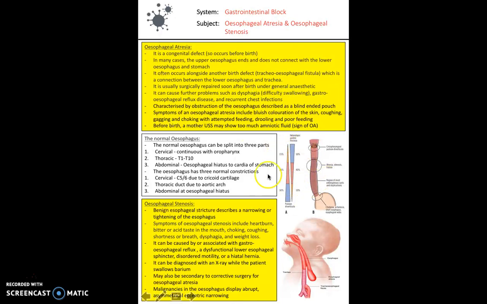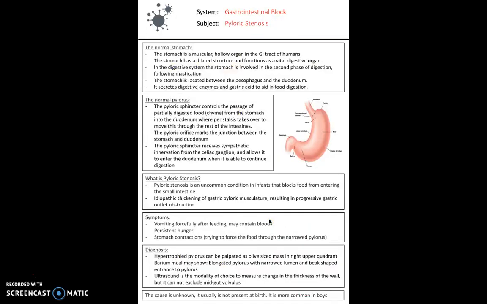So the normal esophagus, remember, it has cervical, thoracic, and abdominal portions, and it has 3 normal constrictions as well. So esophageal stenosis, this is a benign stricture, so a benign narrowing or tightening of the esophagus. So remember, you've got 3 normal constrictions, but this is an additional constriction of the esophagus, which is unexpected. It can be primary or it can be secondary, so maybe investigate the difference between those two.